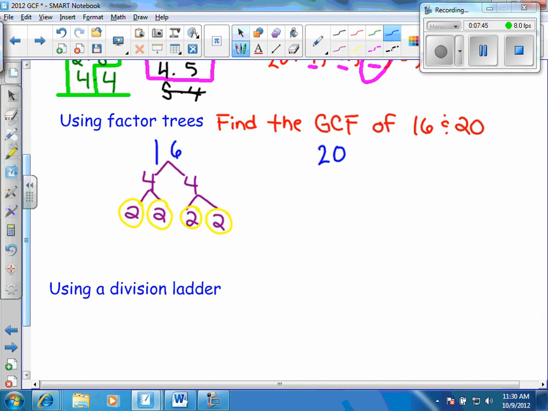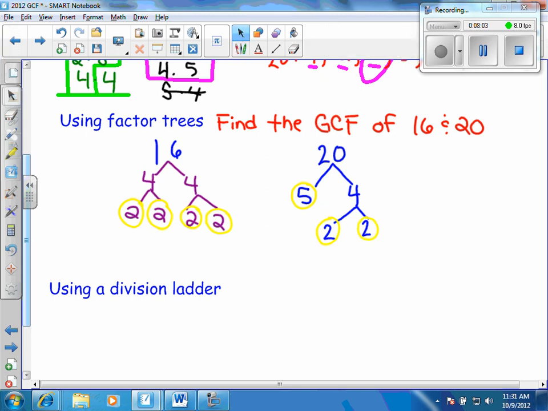So he said 5 times 4, you said? Yeah, 5 times 4 is 20. So 5's prime, right? Yep. And then 2 times 2 is 4. Circle the 2's. Those are primes. So now you have all your common factors. If there's a 2, then you go over to the other side and use that 2, cross that 2 off. Okay.